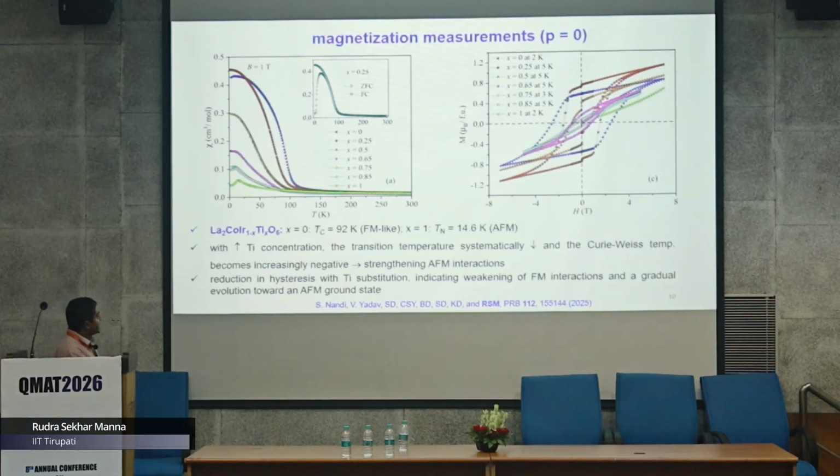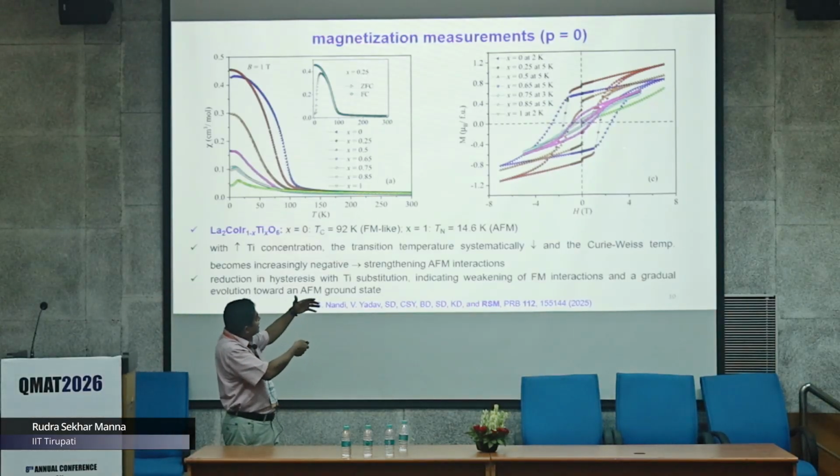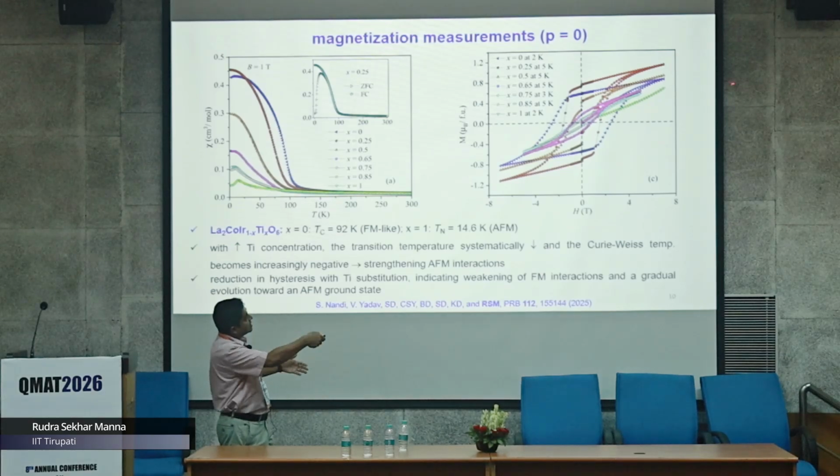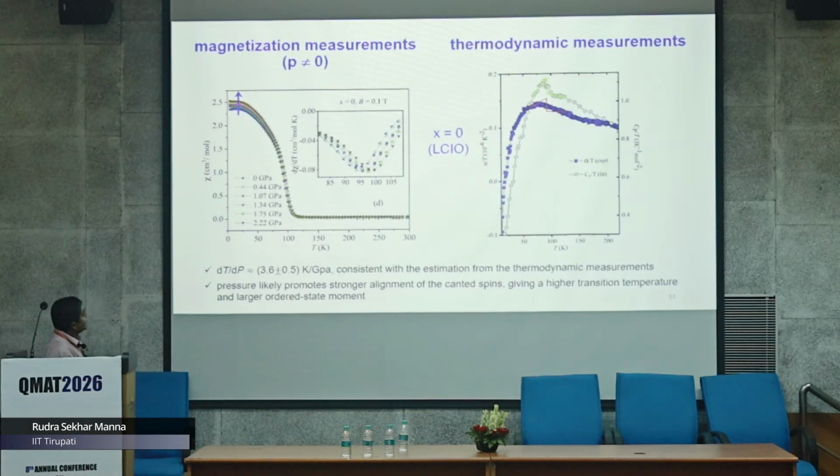Basically, even in the MH curve you can see the loop size getting reduced as you increase the x value. When x equal to 1, it's like an antiferromagnet, which typically looks like a linear increase as you increase the field, with no hysteresis. Okay, so now we did some more things.